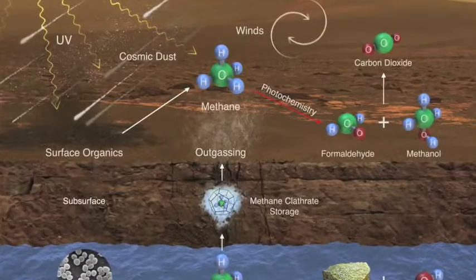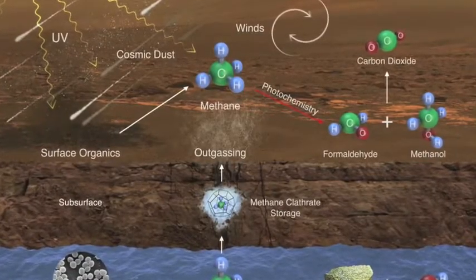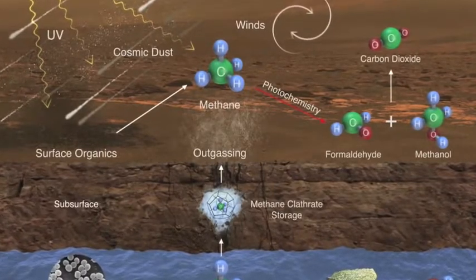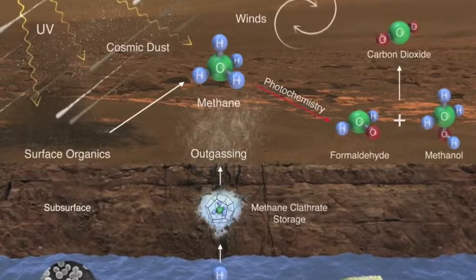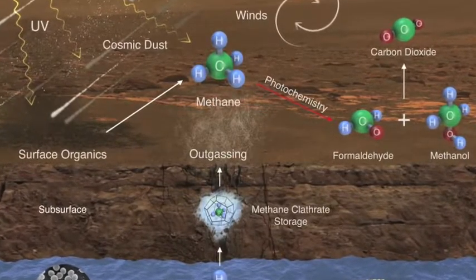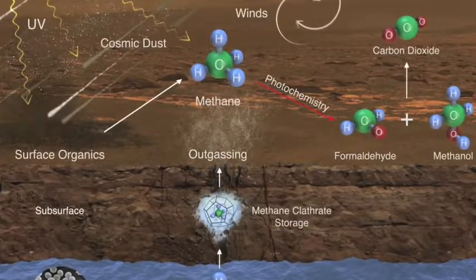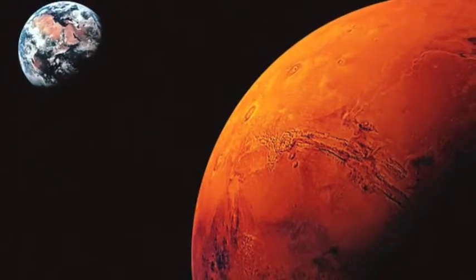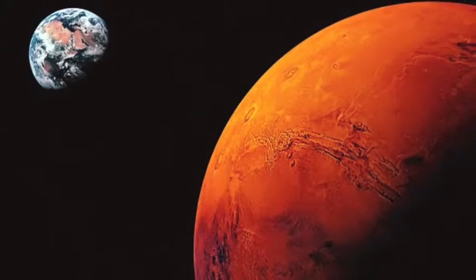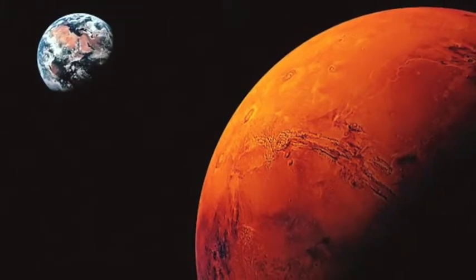There could be two reasons for the presence of methane on the planet. One could be biological and the other could be geological. If it's geological, then the methane could be stored underground in clathrates, which you can see in this picture. Overall, I feel that if there could be a way to live on Mars as a human, it would be very cool to experience that.